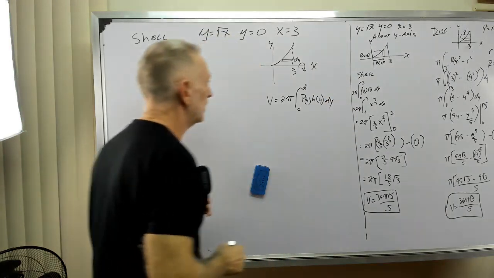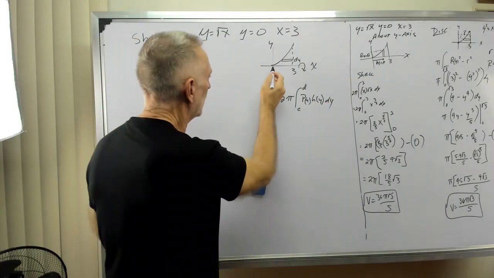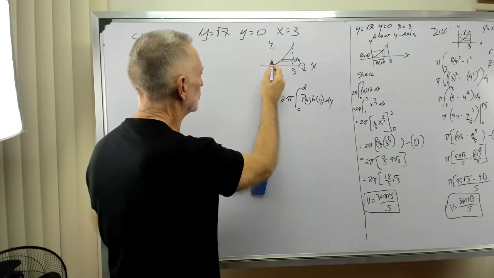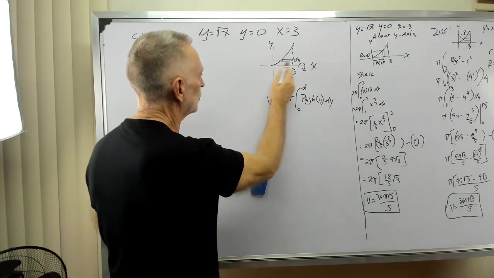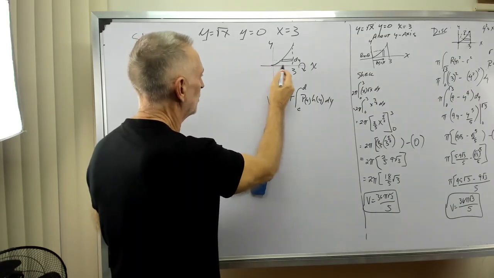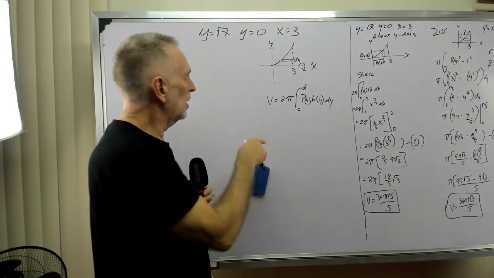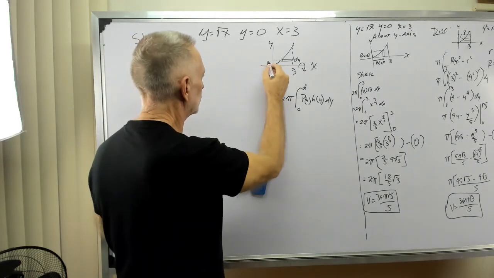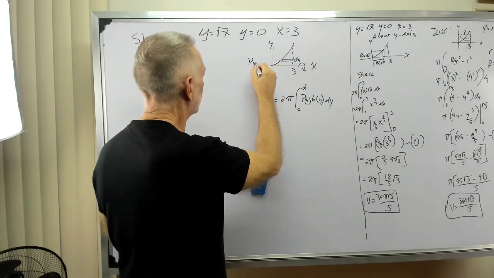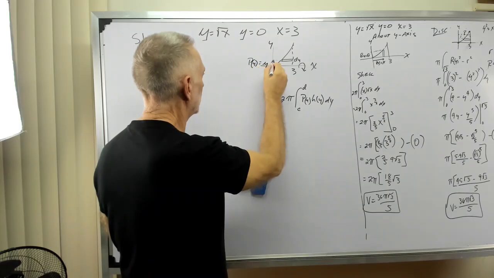All right, p of y is simply the distance up to this differential disk here from the axis you're rotating around. So in this case, it's just y. So p of y would equal y in this case.